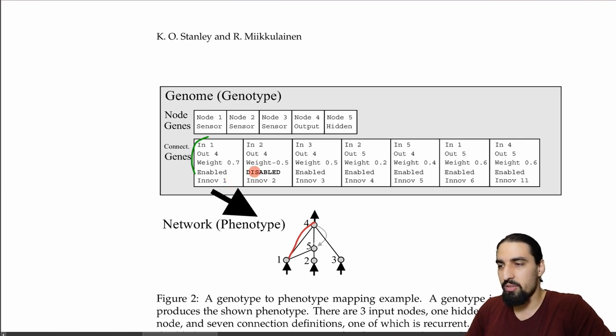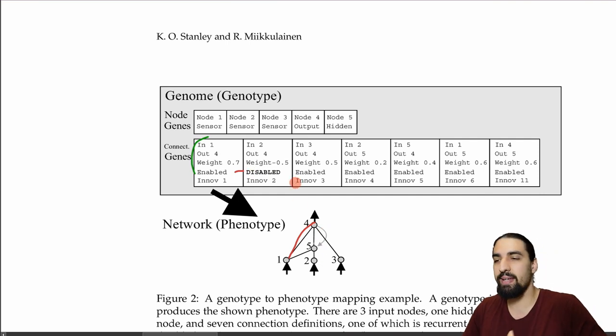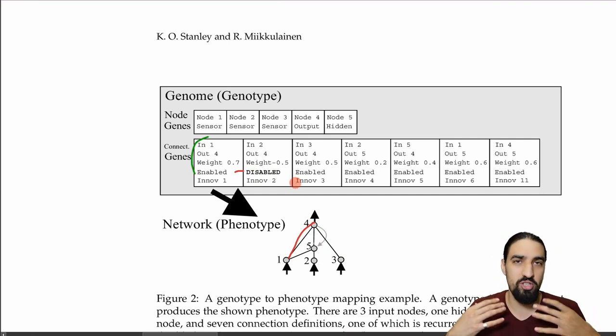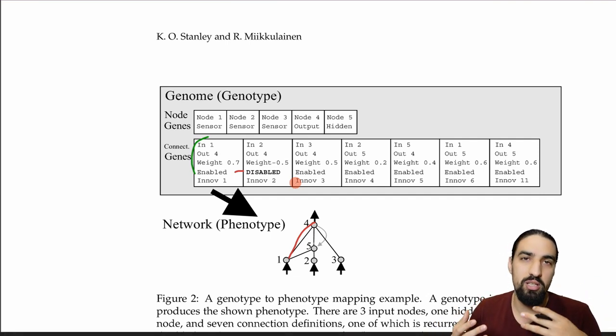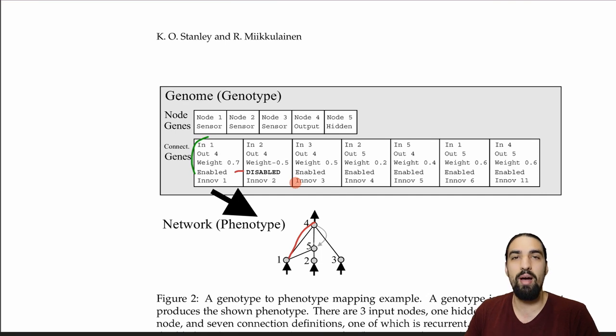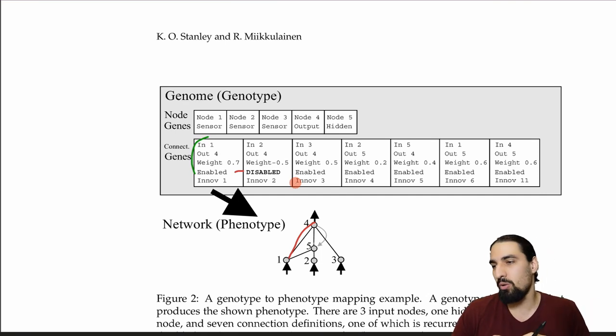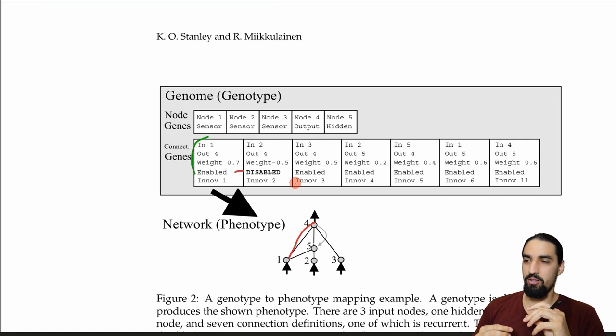Okay, so this enabled thing, let me contrast that with disabled. We have this connection between 2 and 4, and if you take a look, there is no connection between 2 and 4 in the network because it's disabled. Again, this terminology comes from genetics. Genes can be expressed or not expressed. If a gene is not expressed, then basically you don't have the associated phenotype. So, for example, you don't want to.